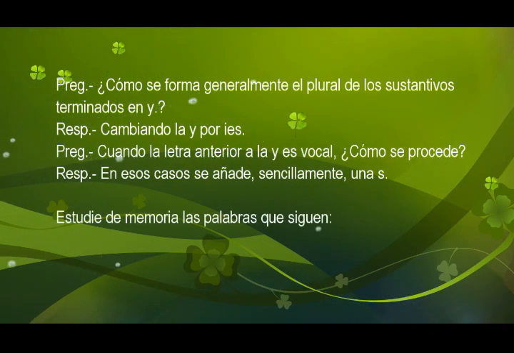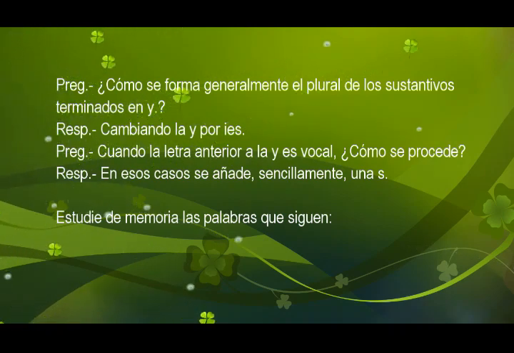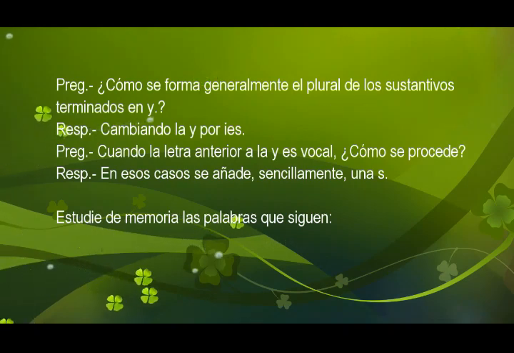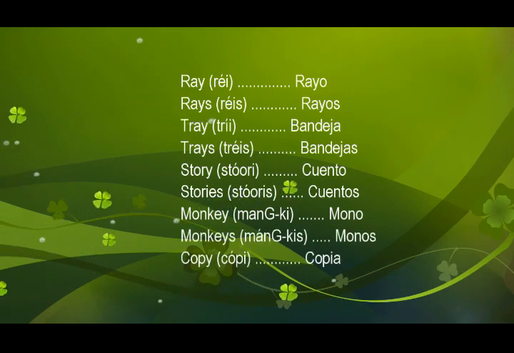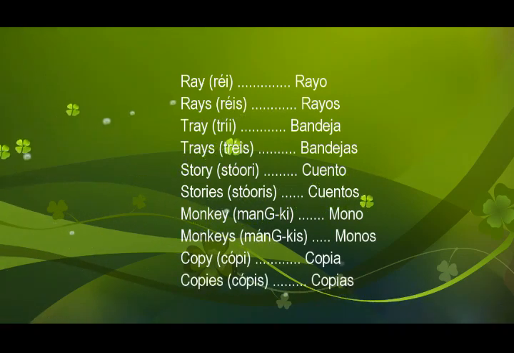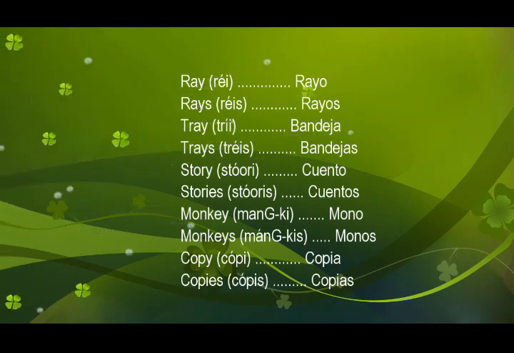Respuesta, cambiando la Y por ides. Pregunta, cuando la letra anterior a la Y es vocal, ¿cómo se procede? Respuesta, en esos casos se añade, sencillamente, una S. Estudie de memoria las palabras que siguen. Ray. Rays. Tray. Trays. Story. Stories. Monkey. Monkeys. Copy. Copies.